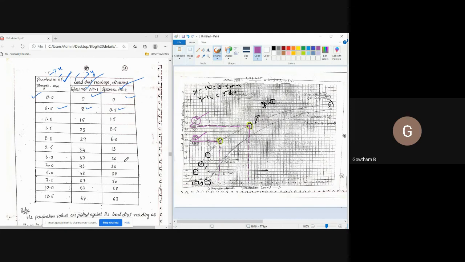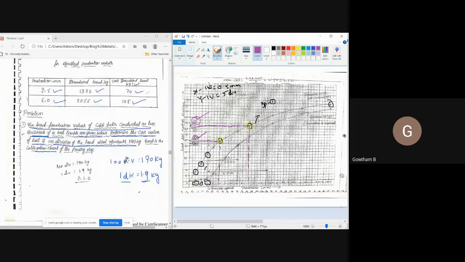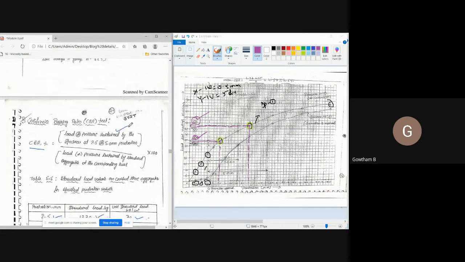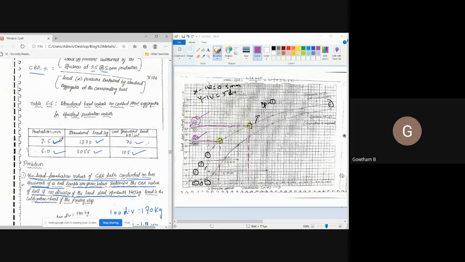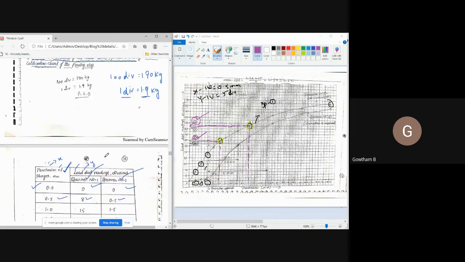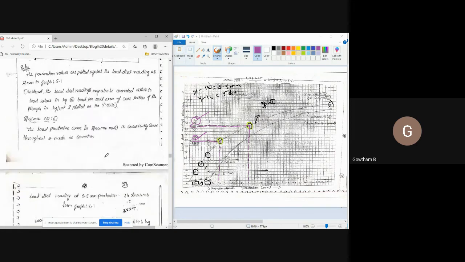Once you are ready with that value, you know the formula of CBR. CBR is equal to load or pressure sustained at 2.5 or 5 mm penetration divided by standard load. Standard load for 2.5 mm penetration is 1370 kg and standard load for 5 mm penetration is 2055 kg. You have to calculate the CBR value for both penetration values.